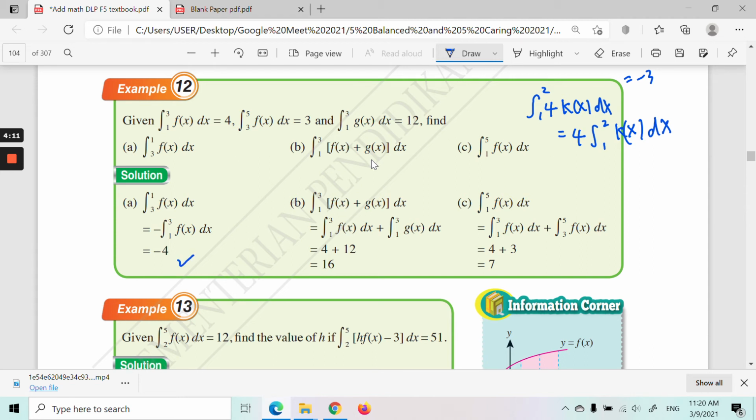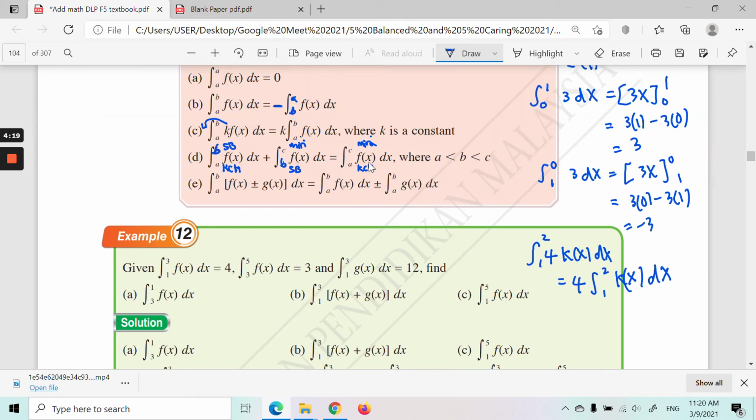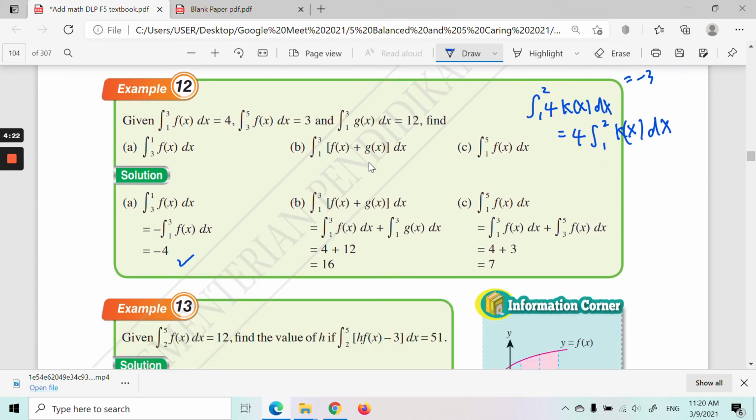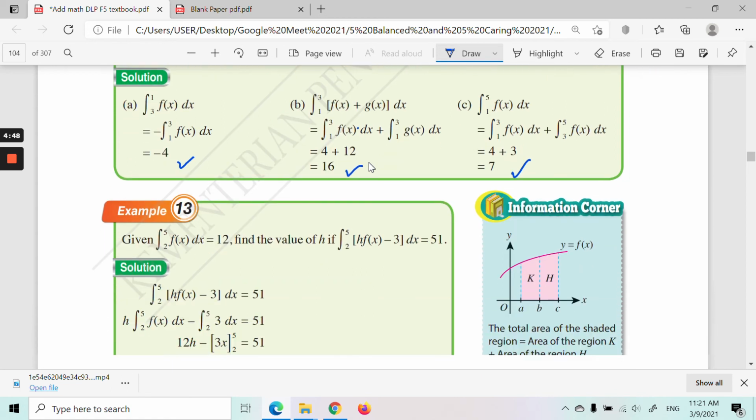And then for the second one, find integrate 1 to 3 of f(x) plus g(x). For this one you can apply the last law. Separate it like this: integrate f(x) plus integrate g(x), 1 to 3, 1 to 3. So integrate f(x) is 4 plus 12, so your answer is 16. And then part c is integrate 1 to 5 for f(x). You have this and this, so you can use the connecting flight, 1 to 3, 3 to 5. Connect together, actually it is 4 plus 3, getting 7. So this is how we apply the laws.